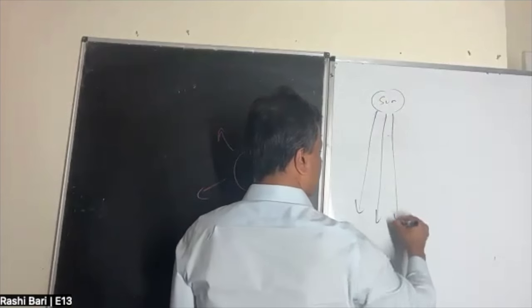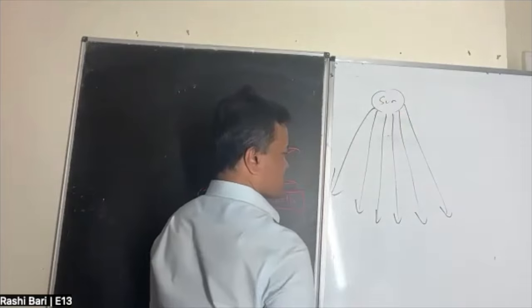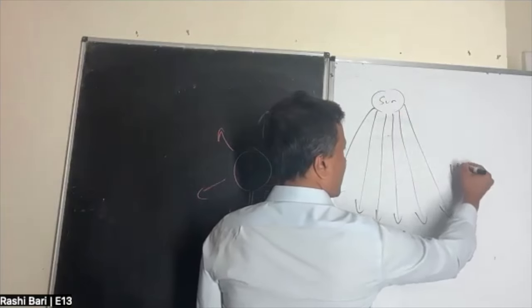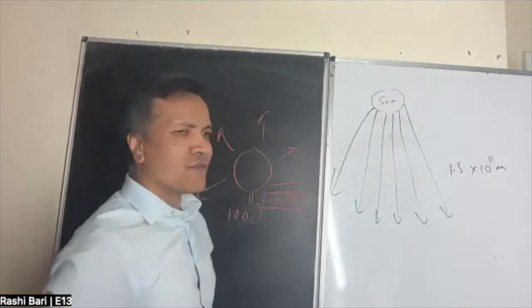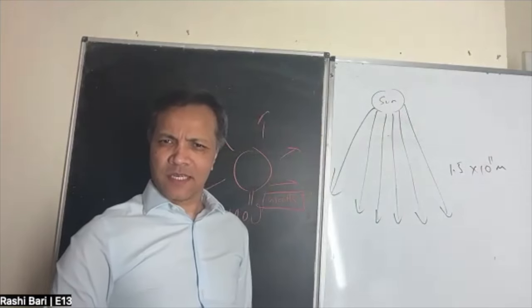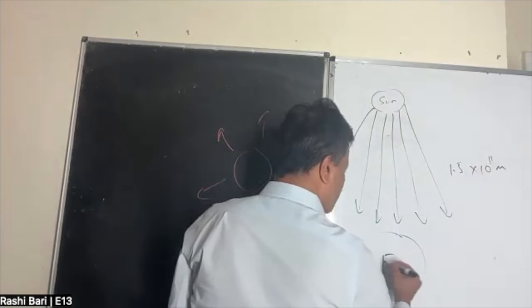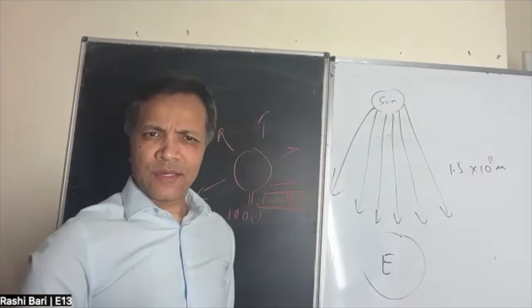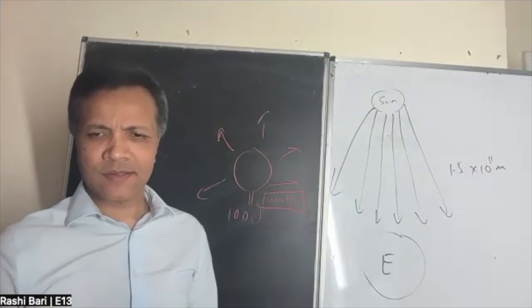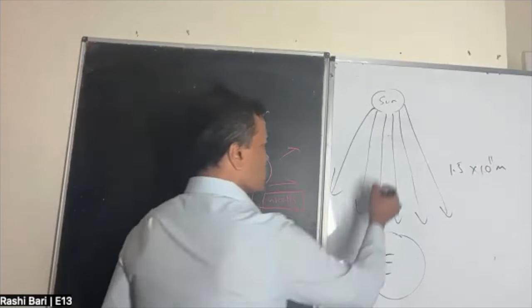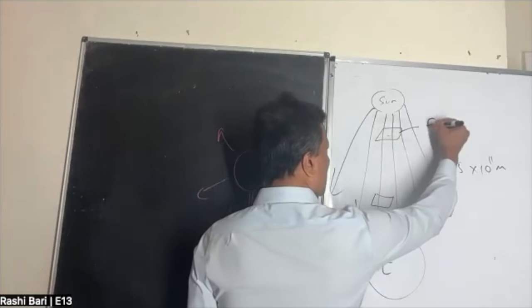It's emitting light in all directions, but what direction you're emitting light in doesn't matter when you're calculating luminosity. If someone is standing 1.5 times 10 raised to 11 meters away from the sun, that means you are standing on the earth. It could also mean you're standing anywhere in Earth's orbit. So, what do you call the brightness you see? This is called flux, right?